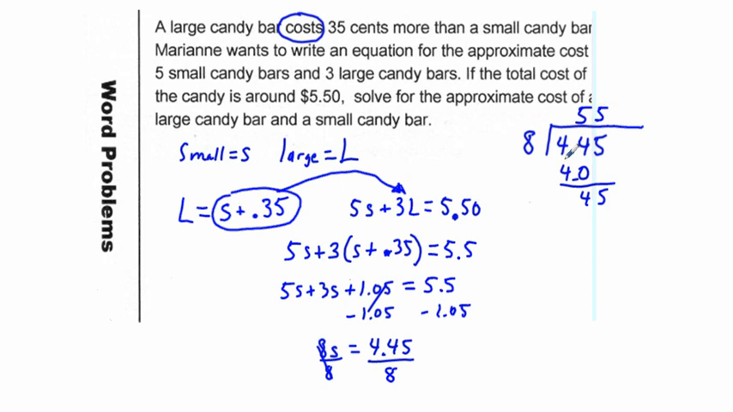5 times 8, 40. Subtract, we get 5. And this time we bring down the 0, and because there's nothing here, we just put another 0 here and bring down the 0. How many times does 8 go into 50? 6.